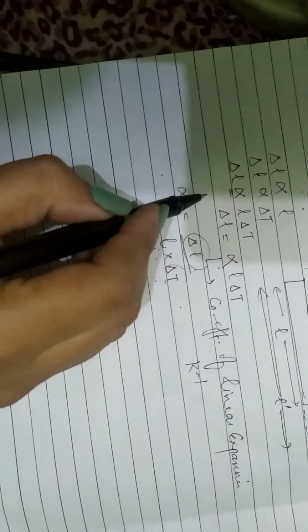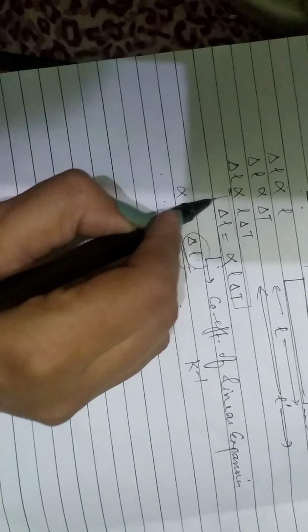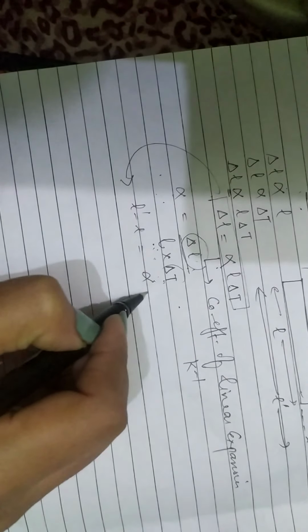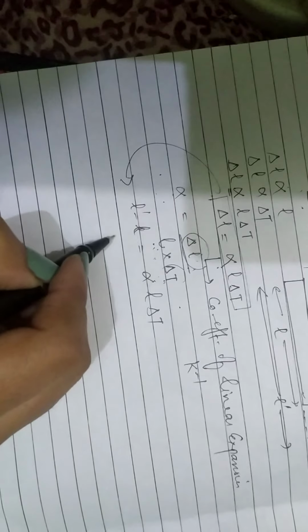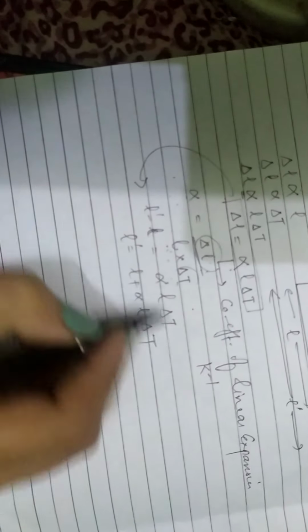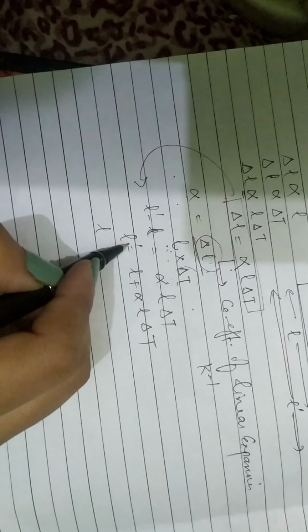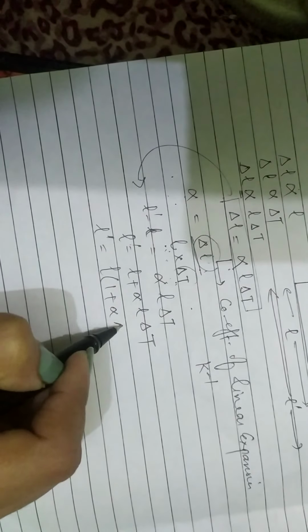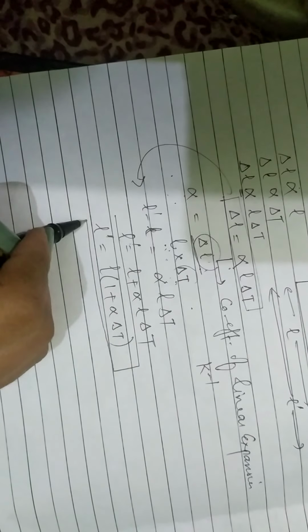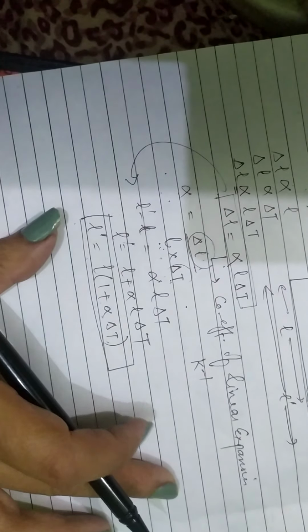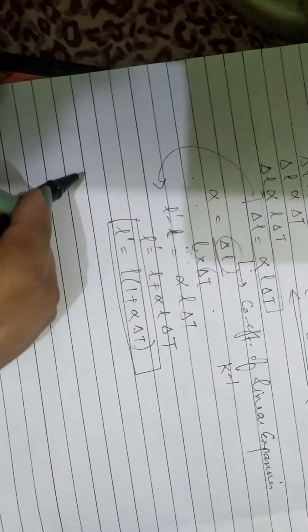Further, coming back to this equation, we can write delta L as L dash minus L, which is equal to alpha L delta T. So we can write L dash as L plus alpha L delta T. Here the new length, the changed length, will be equal to L into 1 plus alpha delta T. This is another relation: the new, changed length is L into 1 plus alpha delta T. So this is all about linear expansion. Now coming next to superficial expansion.